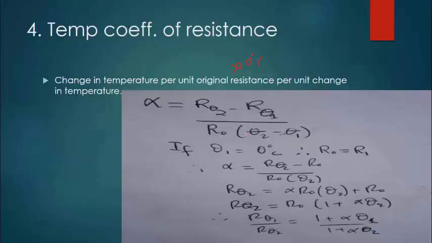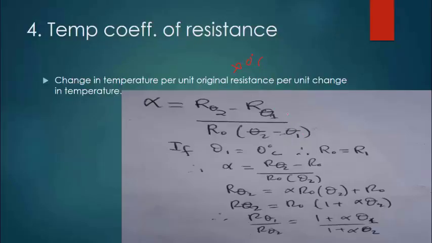temperature they are referring to, the qualitative part, the quantitative part. Now this is the change in resistance they are referring to, this is the original resistance they mean, and this is the change in temperature they are saying. So suppose, as I said, original resistance they usually consider at 0 degrees centigrade.